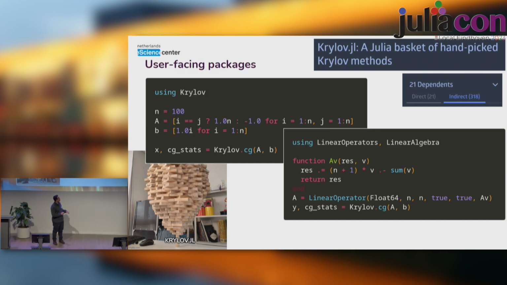We have 21 direct dependencies and over 300 indirect dependencies. And many of those are, of course, SciML, because they have 100 packages in those indirect ones, maybe. But still, a lot of packages that are not SciML are using our stuff, which is great.